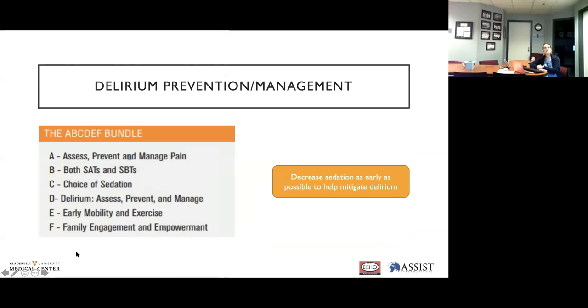Just to briefly discuss delirium prevention and management, there is a bundle called the ABCDEF bundle that you may or may not be familiar with that can help both prevent and manage delirium in the ICU patient. This comes from the Society for Critical Care Medicine, and there are many resources on that website concerning this bundle. Things that have been shown to be helpful include both spontaneous awakening trials and spontaneous breathing trials. That's the B of the bundle.